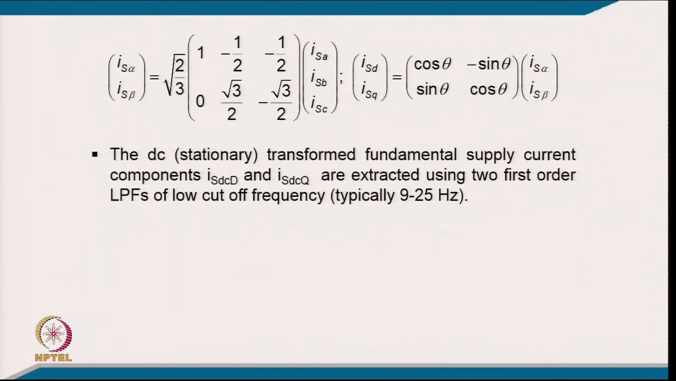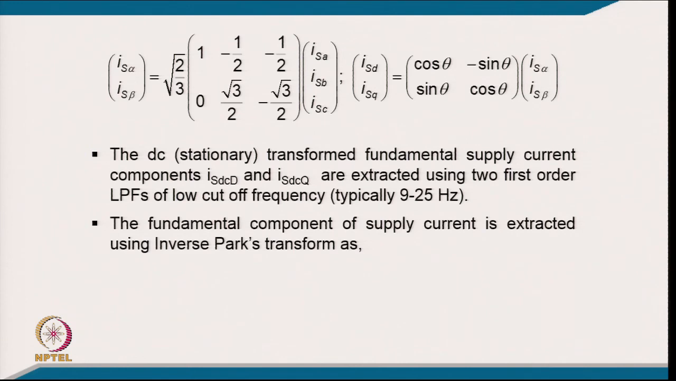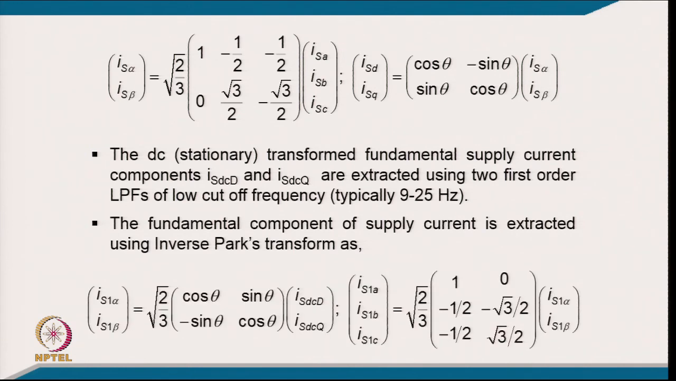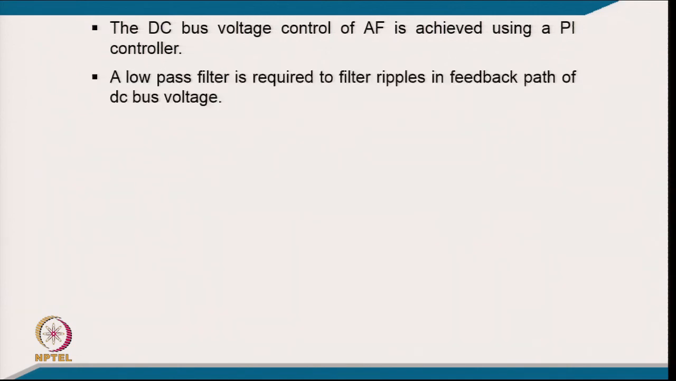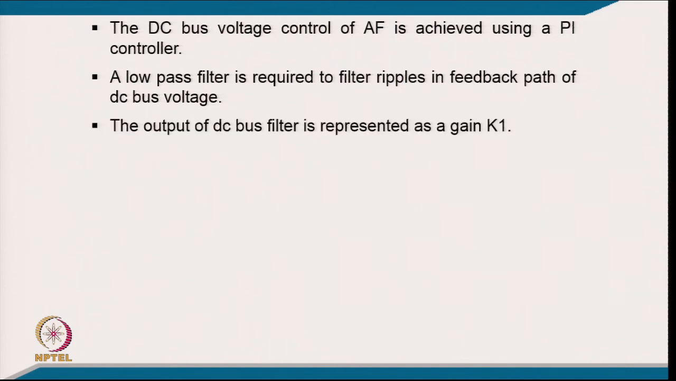So, here we transform the supply current into alpha beta and from alpha beta to DQ using the Park transformation, and the DC component of the transformed supply current is extracted using two low pass filters with a cutoff frequency of around 9 to 25 hertz. The fundamental of the supply current is extracted using the inverse Park transformation, so we get from DQ to alpha beta, fundamental alpha beta, and then to 3-phase fundamental current. The DC link voltage control of the active filter is achieved using a PI control, and a low pass filter is required to filter the ripple in the feedback path of the DC bus voltage.